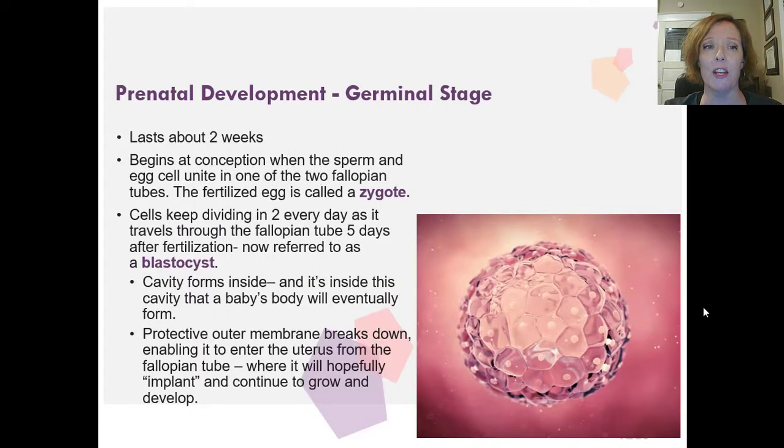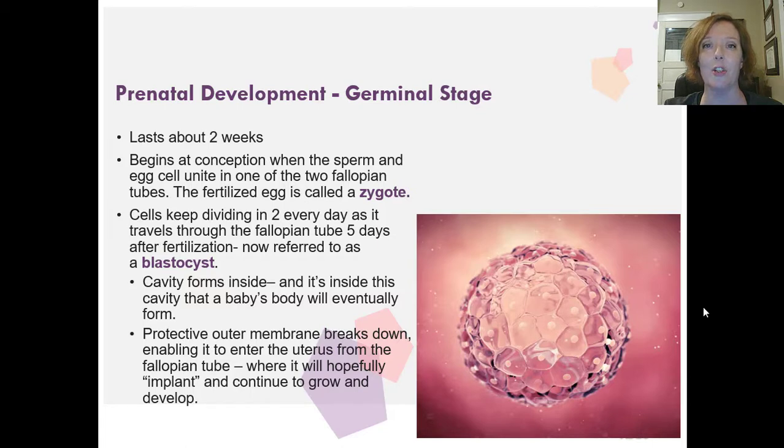So again, the germinal stage lasts about 2 weeks. It begins at conception when the sperm and the egg unite in one of the two fallopian tubes. The fertilized egg is called a zygote. The cells continue to divide into two every day as it travels through the fallopian tube. 5 days after fertilization, it is now referred to as a blastocyst.